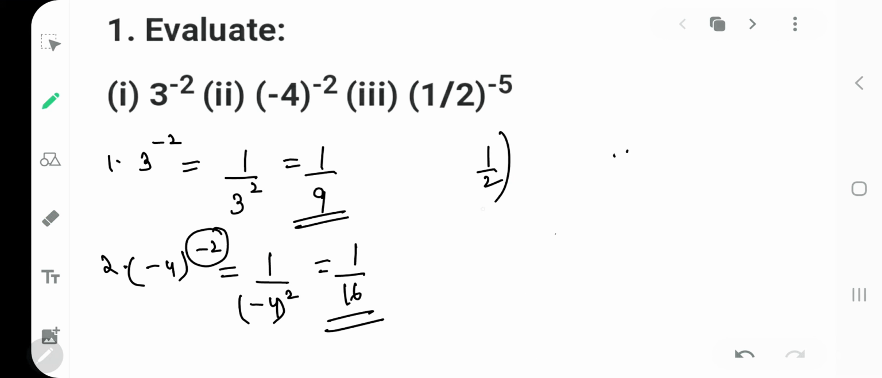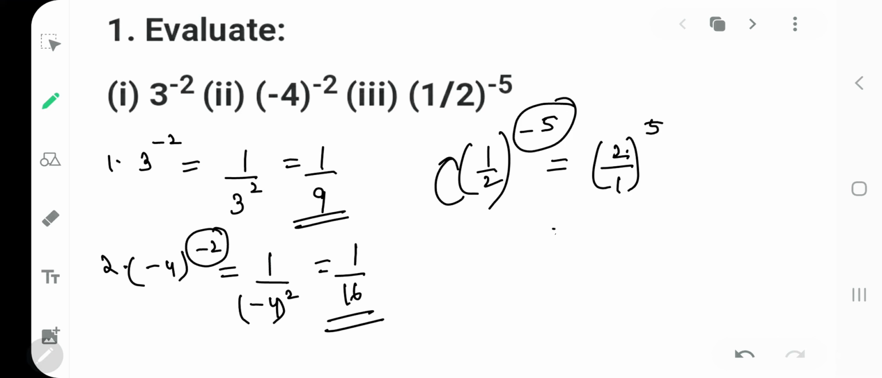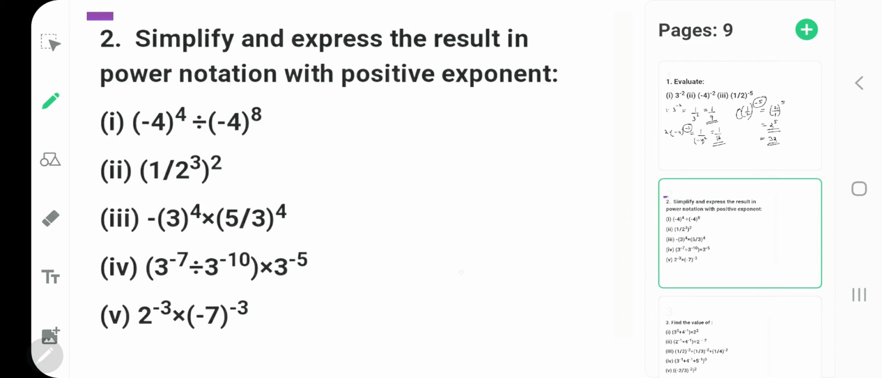Third is 1 upon 2 raised to minus 5. My dear kids, to make this negative exponent positive, you have to reciprocate. So it will be 2 upon 1 raised to 5. That is 2 raised to 5. The 1 below does not have any effect on your answer. So that is 2 raised to 5. And once you multiply 2 for 5 times, your answer will be 32. Is that clear? I'll take my next, that is simplification.